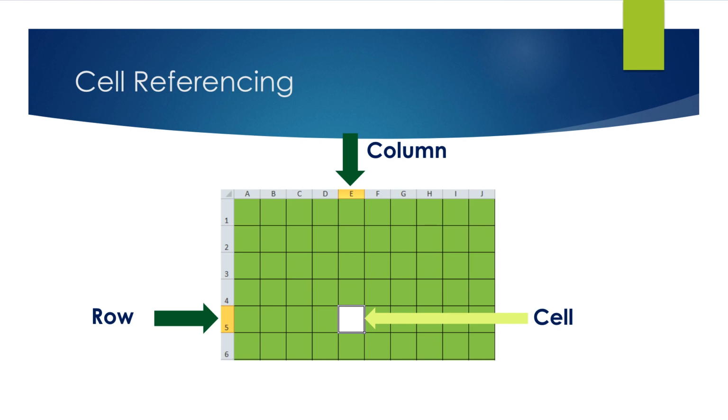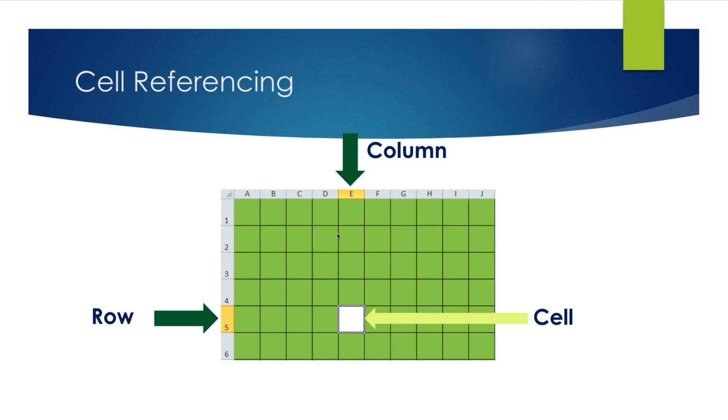Before I introduce you to Google Sheets, let me tell you what cell referencing refers to. We have columns, and columns are labeled with letters. Then we have rows, and these are numbered. Each box or rectangle in a spreadsheet is called a cell. So we have columns, we have rows, and each one of these boxes is called a cell.